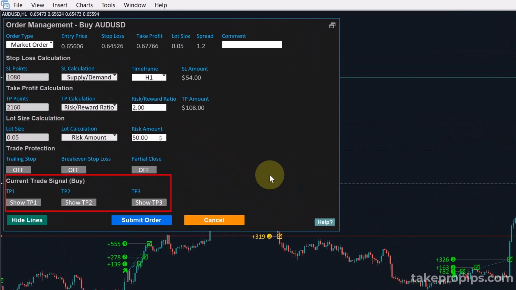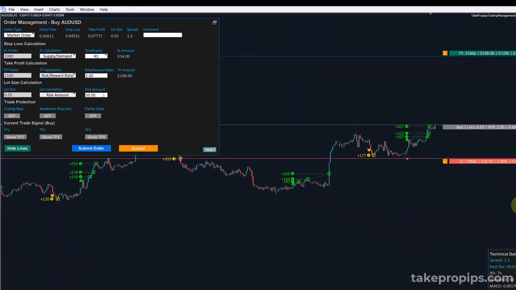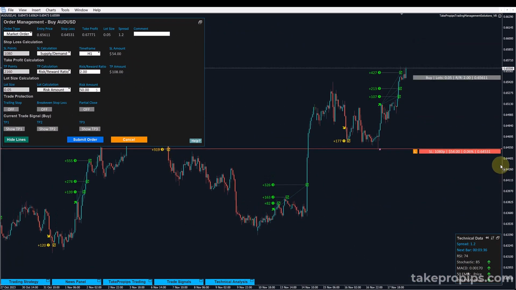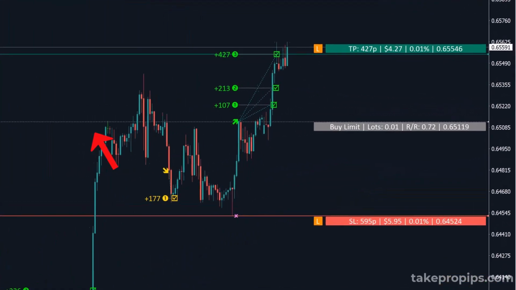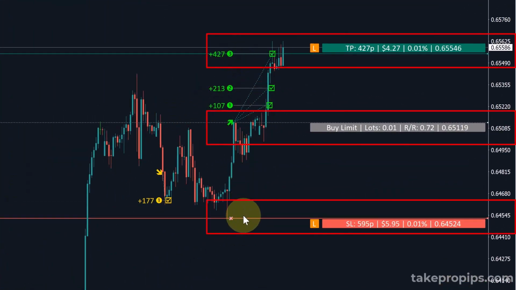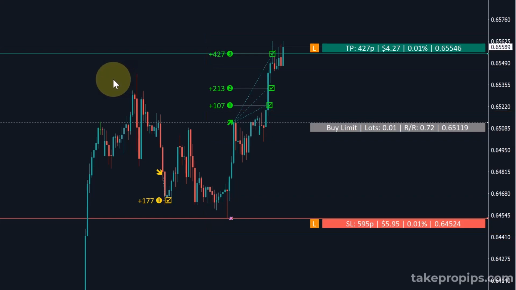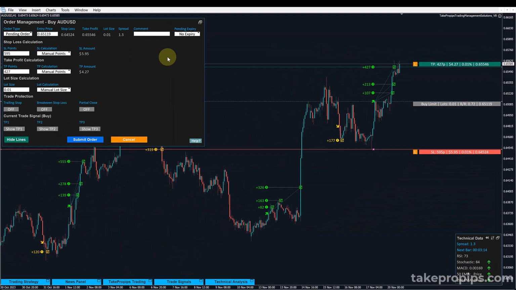Next is the current trade signal, which allows you to match your trade setup to the current trade signal. It will automatically set your entry price, take profit, and stop loss based on the current trade signal shown on the chart. For example, if you hit Show TP3, then it will auto-adjust your trade so that it matches the values directly on the trade signals. We will go more in depth of the trading signals in our future video, so make sure to subscribe so you don't miss our uploads. For now, we will not use this and just use our previous setup.